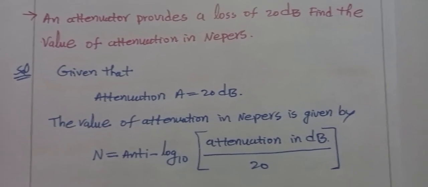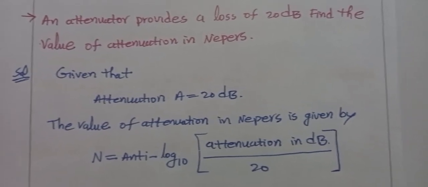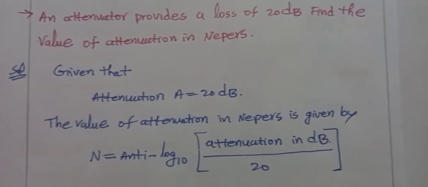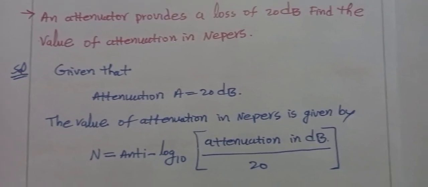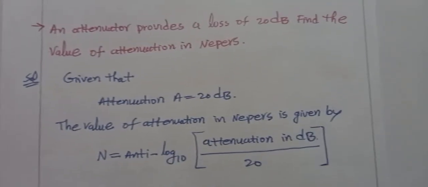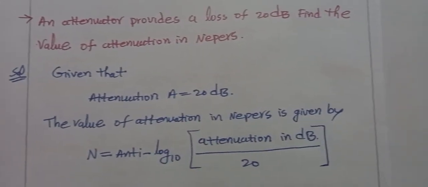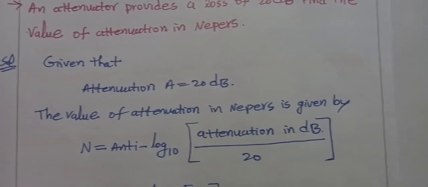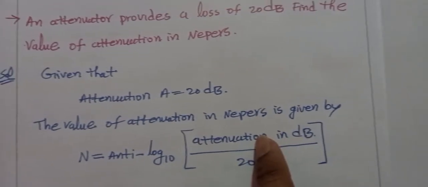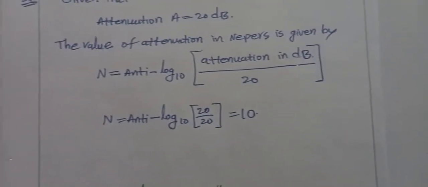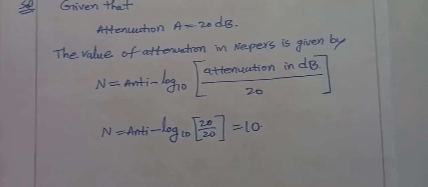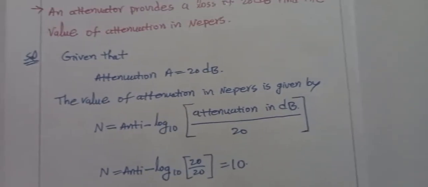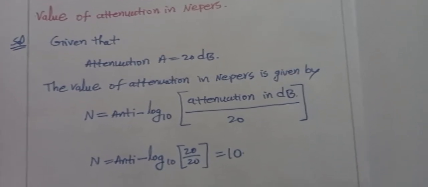The value of attenuation in Nepers is given by n equal to anti-log of attenuation in dB by 20. Actual formula this is. So we can substitute, already we have given A equal to 20 dB attenuation. That attenuation we can substitute in this formula here. Okay, so here what will happen, n equal to anti-log 20 by 20, that is equal to 10. Okay, this is the attenuation in Nepers.